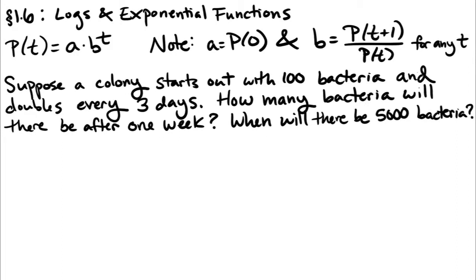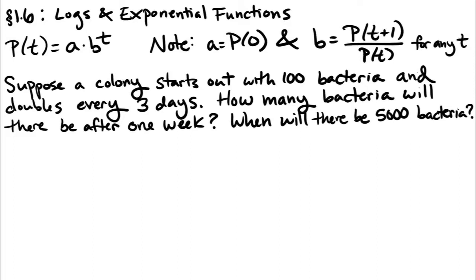Here's a very natural scenario if you were, say, working in a biology lab. Let's say you're cultivating a little colony of bacteria, and you start out with 100 specimens. You know that this particular type of bacteria doubles about every 3 days. How many bacteria do you expect to have after a week? And when do you think you'll have at least 5,000 bacteria?